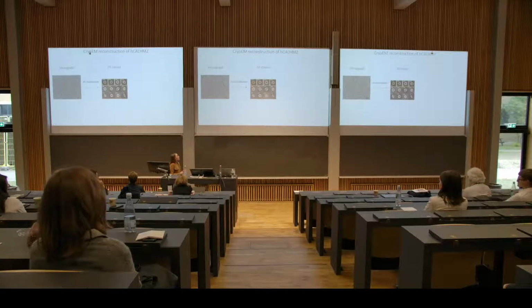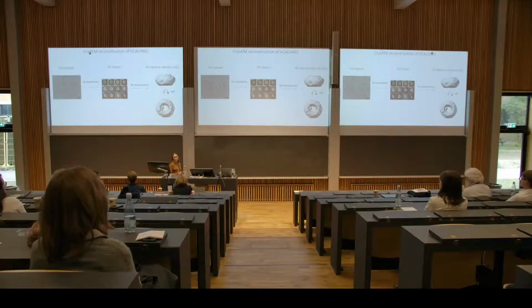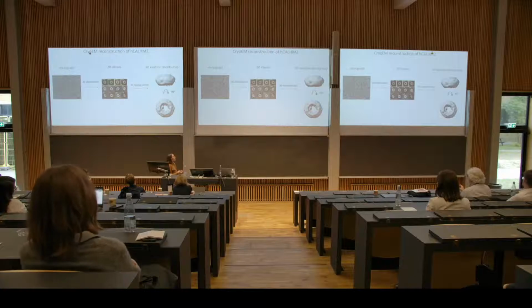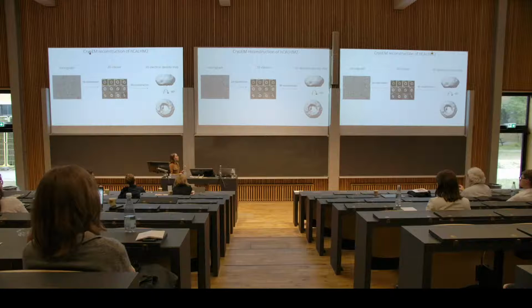And having good 2D classes, we can approach so-called 3D reconstruction to obtain the map, a 3D electron density map that would reflect the shape of our protein. And as you can see, we tried this with CAN2. Nevertheless, for the CAN2 protein, we weren't really able to obtain a map of resolution high enough that would then allow us to build the atomic models of CAN2.